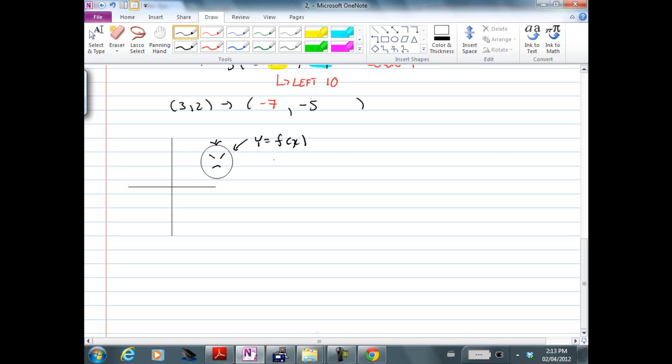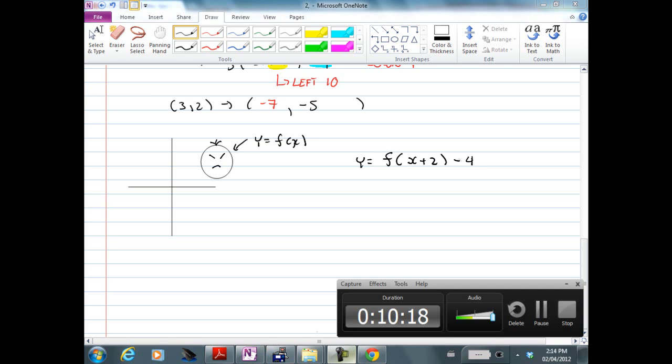Okay. Looks very grumpy. Redraw y equals f of x plus 2 minus 4. If you were to guess, what would the new picture look like? I'm going to pause it.